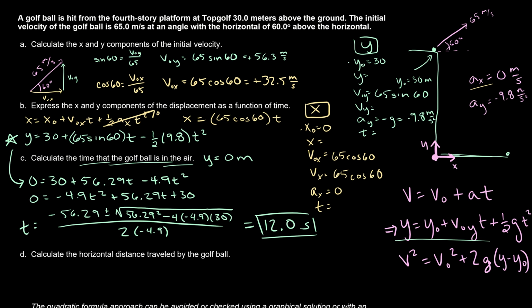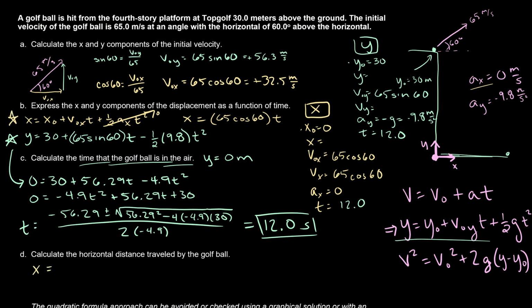And alrighty, folks, now that takes us to part D, calculate the horizontal distance traveled by the golf ball. Well, we know that the time it took was 12 seconds. From our math, after 12 seconds the ball is going to hit the ground. So we can use our position as a function of time in the x direction, using the time of 12, to figure out how far horizontally the ball traveled.